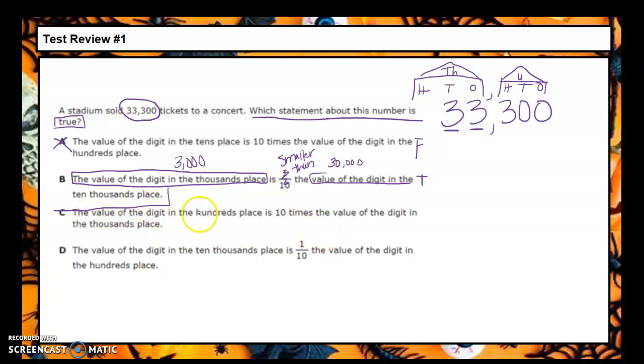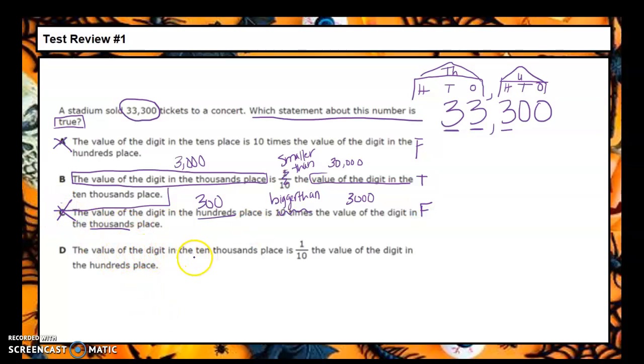The value of the digit in the hundreds place. So my hundreds, that's 300, is 10 times. So when it says 10 times, that's the same thing as saying bigger than. So 300 is bigger than the value of the digit in the thousands. Thousands, that would be 3,000. So 300 is bigger than 3,000? That's false.